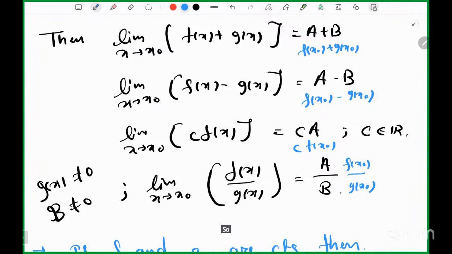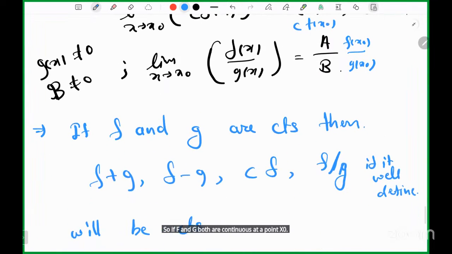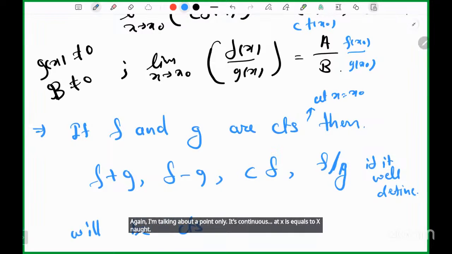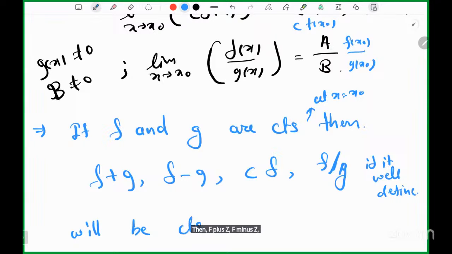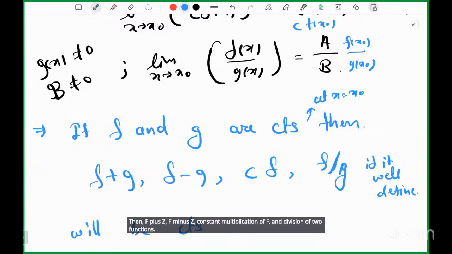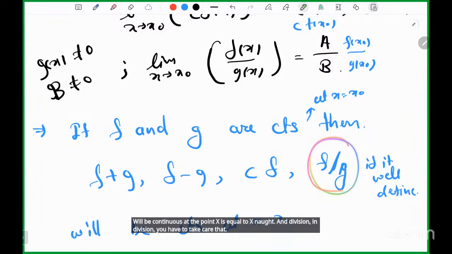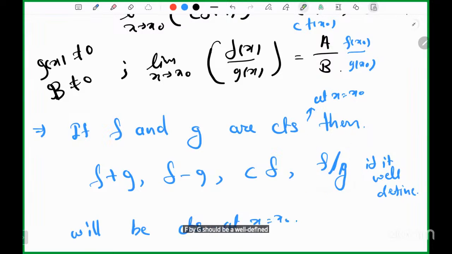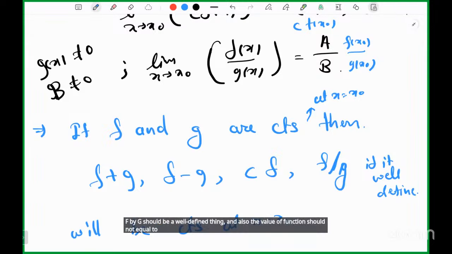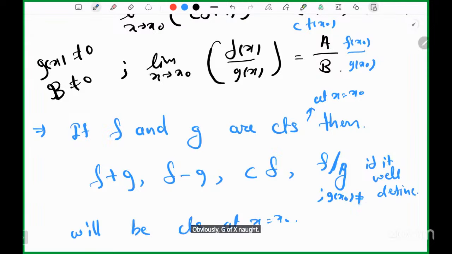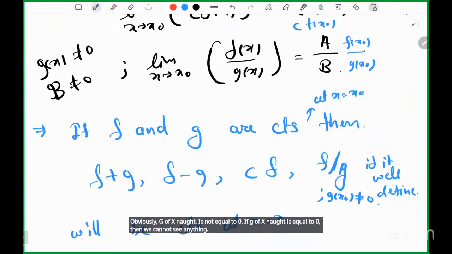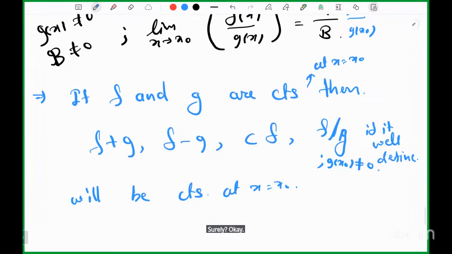So if f and g both are continuous at a point x naught, again I'm talking about a point only, then f plus g, f minus g, constant multiple of f and division of two functions will be continuous at the point x equal to x naught. And in division, you have to take care that f by g should be a well-defined thing, and also the value of the function should not be equal to 0. So here, obviously, g of x naught is not equal to 0. If g of x naught is equal to 0, then we cannot say anything surely. Okay. Is that clear? Fine so far? Yes.